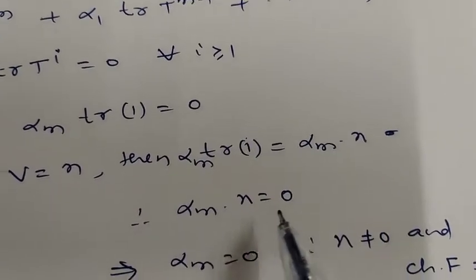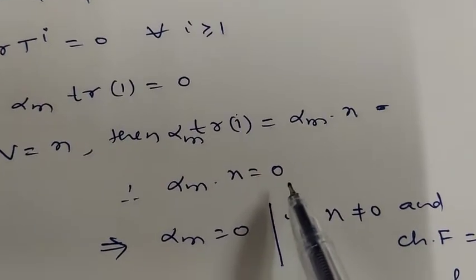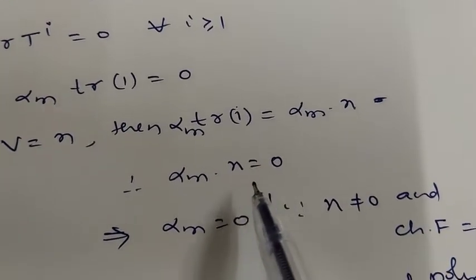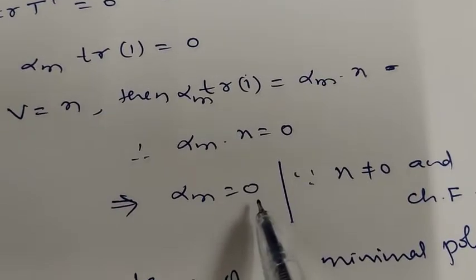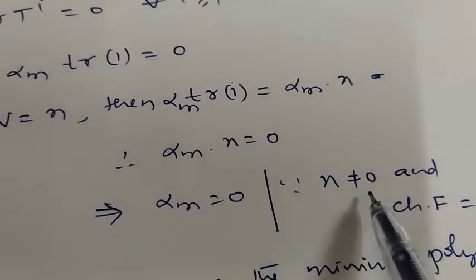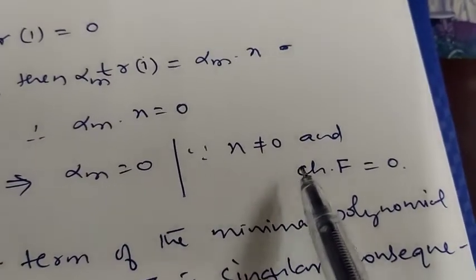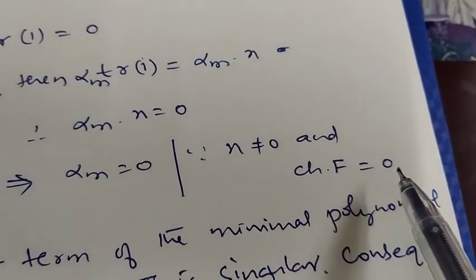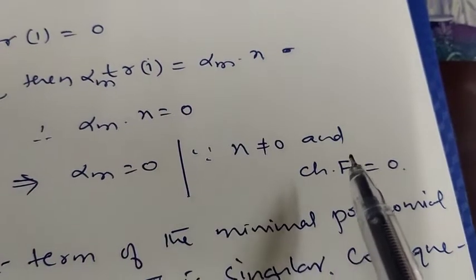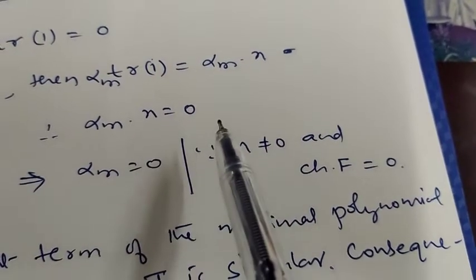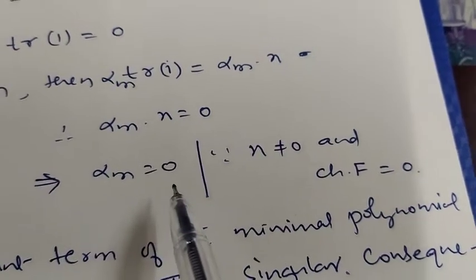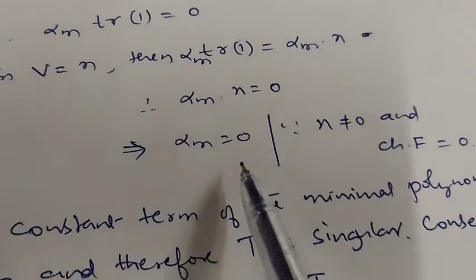Now, alpha m into n is 0, but F is a field of characteristic 0. Therefore, alpha m must be 0, because n cannot be 0; it is the dimension, so it is a positive quantity. In a field of characteristic 0, if the product of two elements is 0, one of them must be 0, so alpha m must be 0.